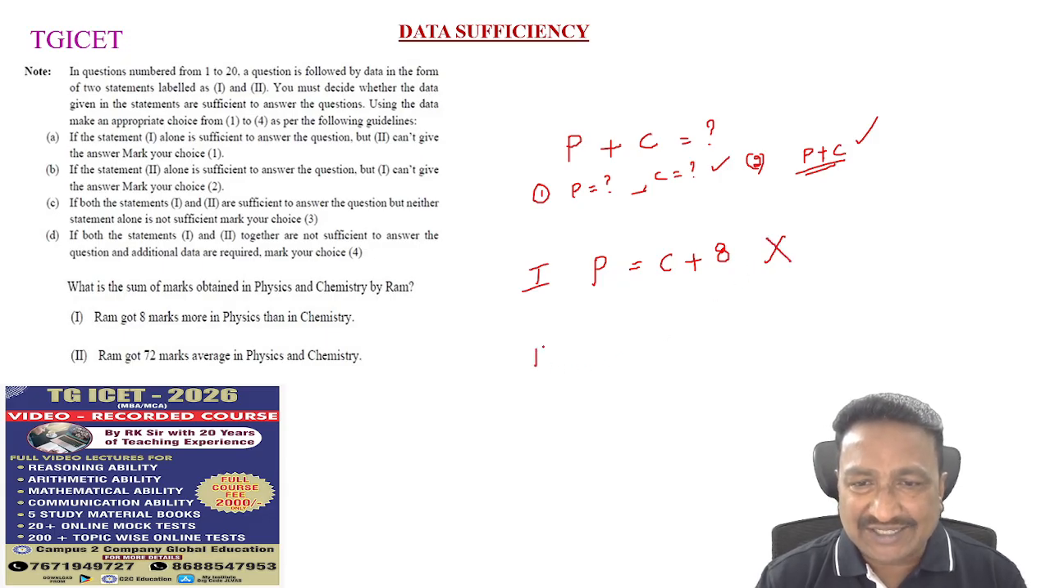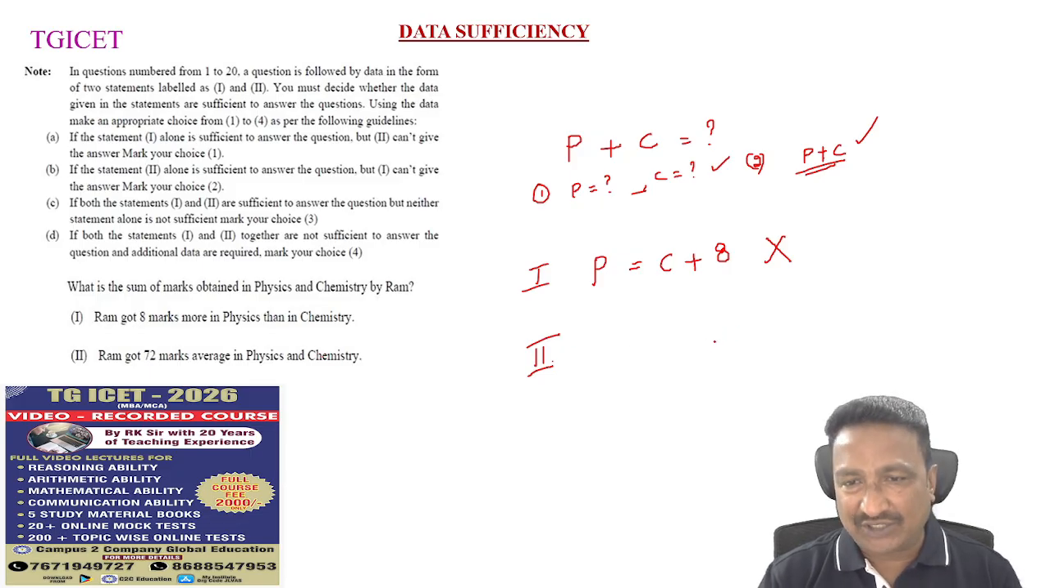Now look at the second statement. What is the second statement? Ram got an average of 72 marks in physics and chemistry. So here we are getting a concept of average.